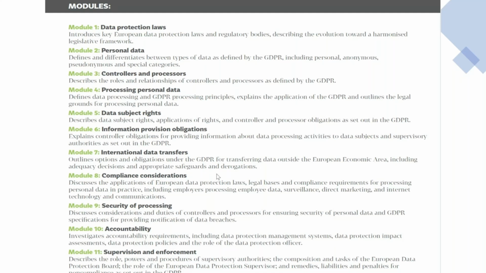And out of the 11 modules you see on the screen, the modules from 2 to 11 except module 8 is what I call section 2. Section 2 carries the majority of the weightage of the exam.